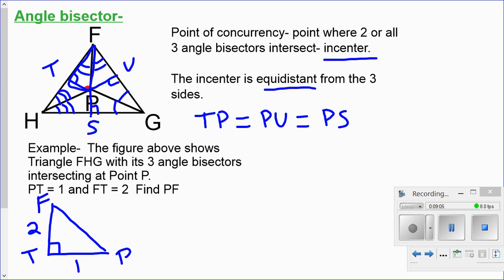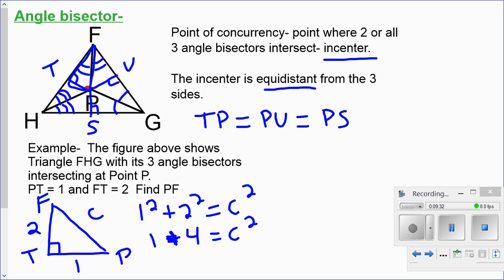So we can see now we have a right triangle and we want to find the hypotenuse. We have the two legs and we want the hypotenuse. We know to use the Pythagorean theorem, which says leg squared, 1 squared, plus leg squared, 2 squared, is going to equal the hypotenuse squared, which we'll call C for right now. So 1 squared is 1 and 2 squared is 4. Whoops, I want a plus sign there. And that's going to equal C squared. So we have 5, which is equal to C squared.